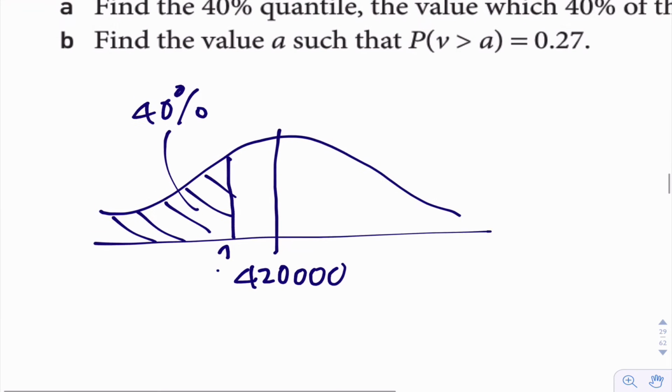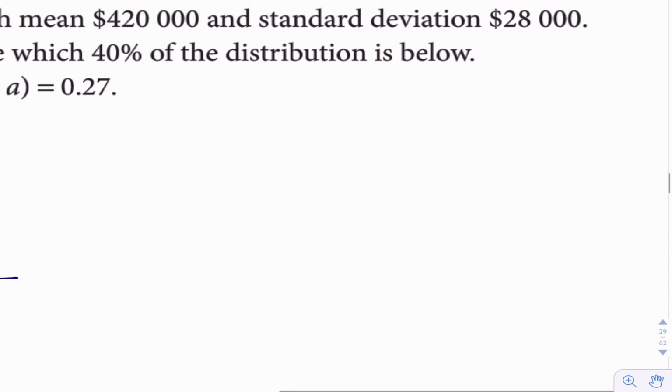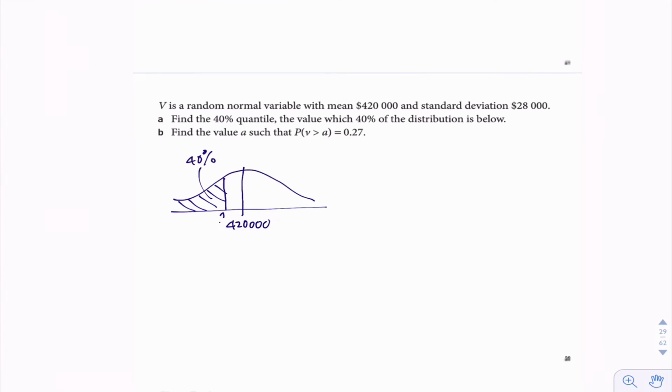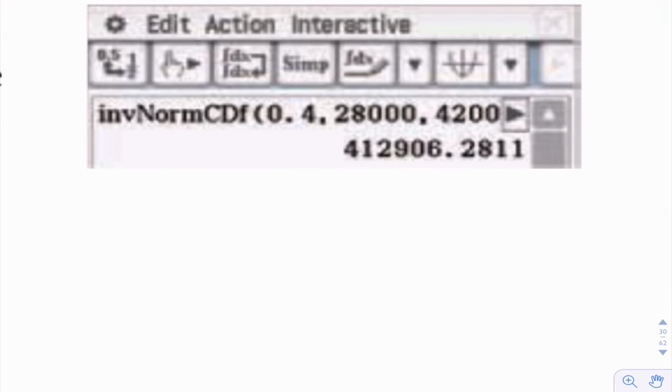So let's look at the value that you should have found. You're using the inverse CDF for the normal distribution, inverse normal CDF. You're looking at the left tail, not the right tail. Probability is 0.4, the standard deviation is 28,000, the mean is 420,000. You put all that in on your calculator and you get 412,906. That is the 40th percentile, if you like, or quantile.